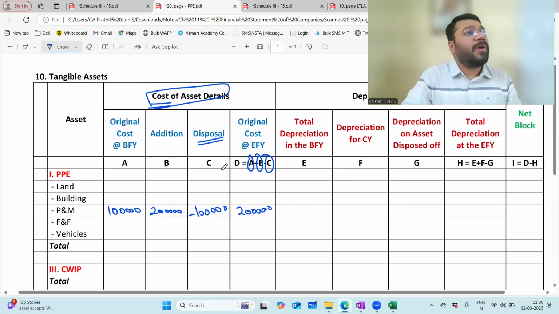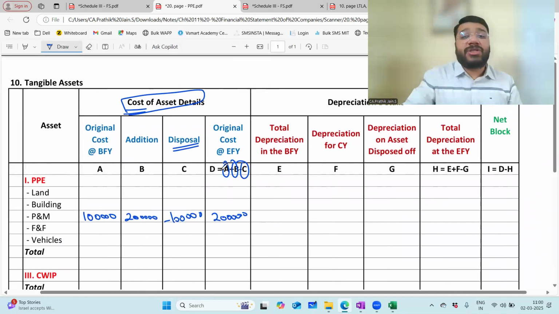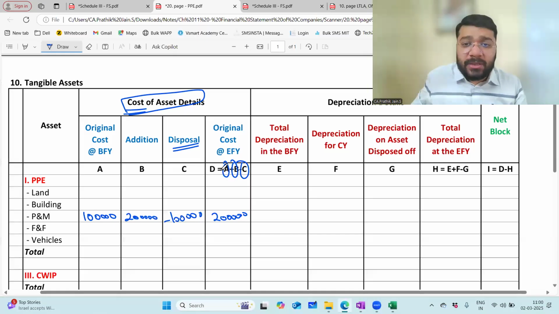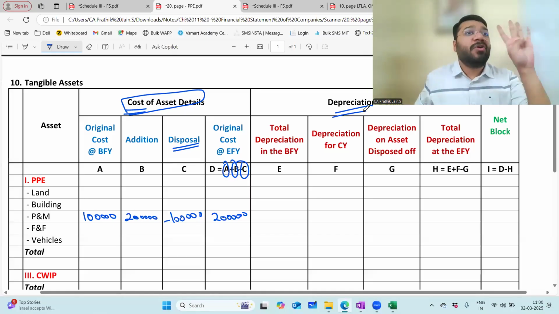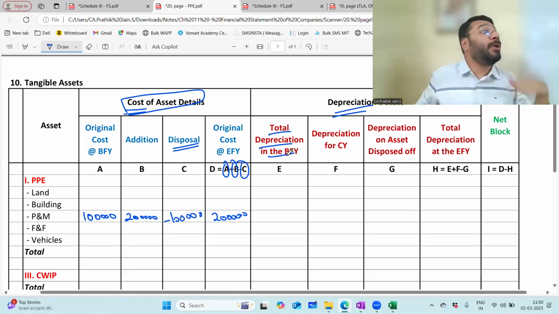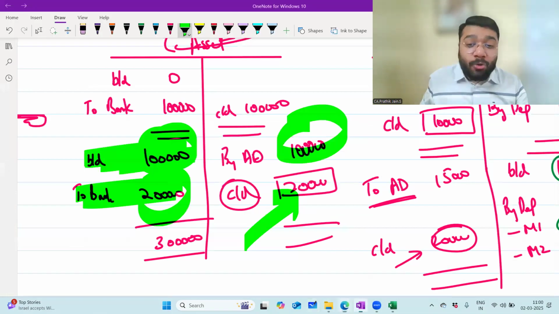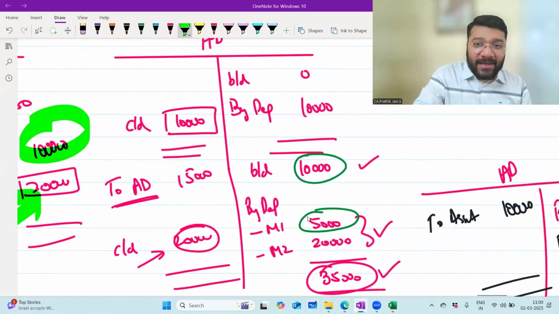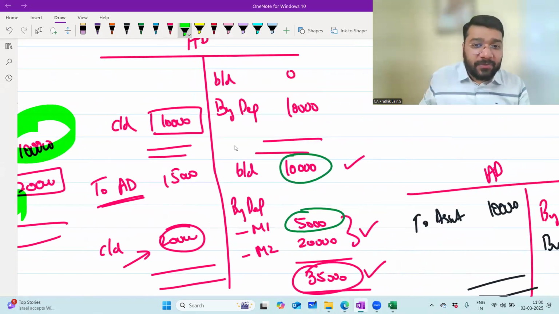this is the information on cost of asset. Now you have to punch in the information about the depreciation. Here also how many columns? 4 columns. First is total depreciation at the beginning of the financial year. Means they're talking about the opening depreciation. So what is my opening depreciation here? Very good. Opening depreciation 10,000. Wonderful.